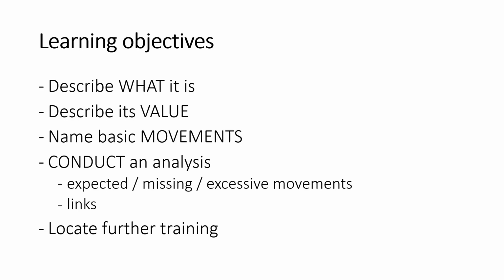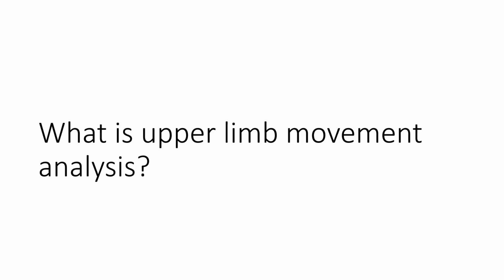By the end of the session, you'll hopefully be able to describe what upper limb movement analysis is and how it adds value. You'll be able to name basic movements of the upper limb and conduct a movement analysis in which you'll identify expected, missing and excessive movements, and you'll start to recognise some links between these. What we won't cover in detail is hypothesis testing and planning evidence-based therapy, but you'll be able to locate training to learn more about this.